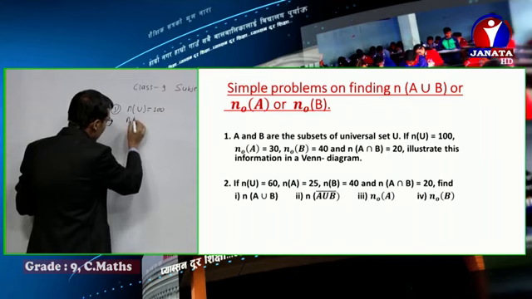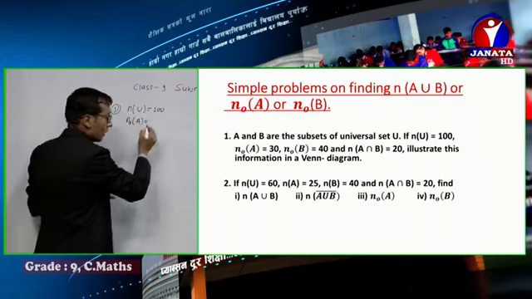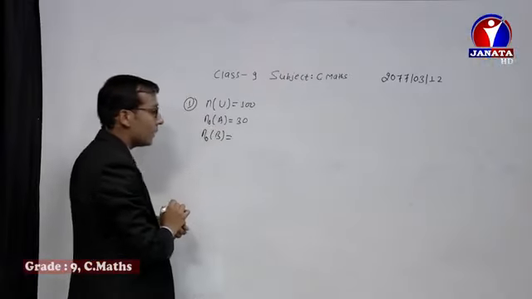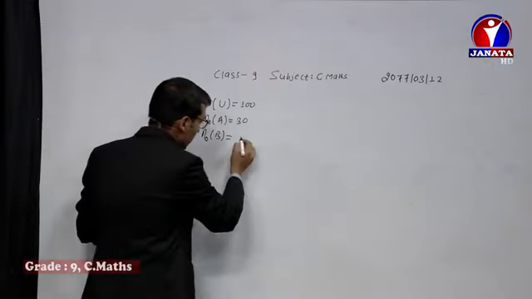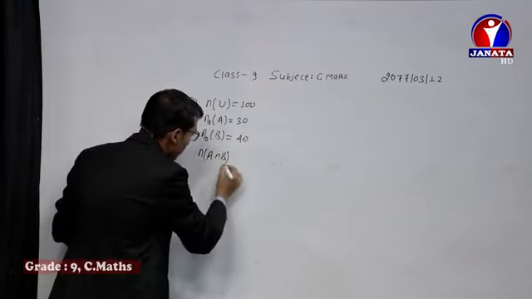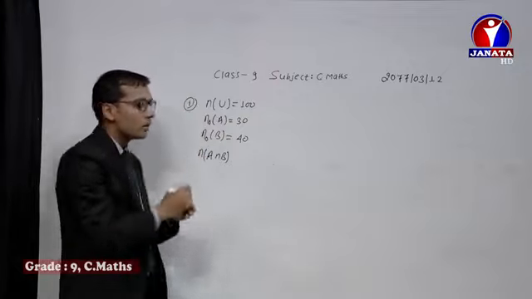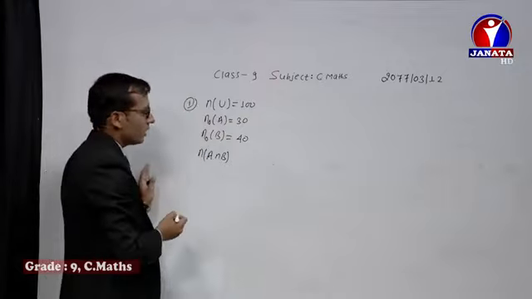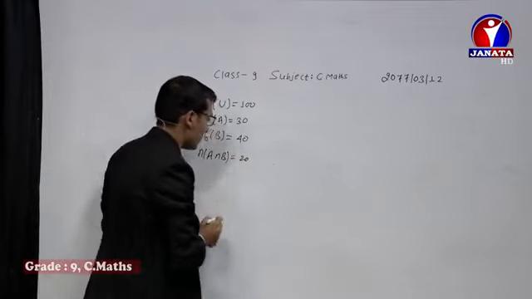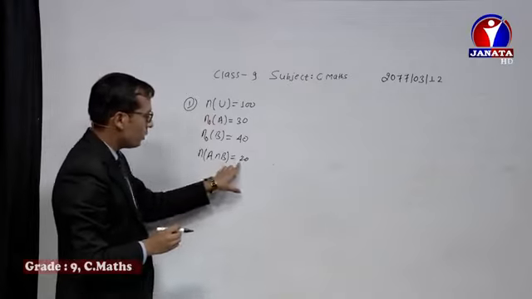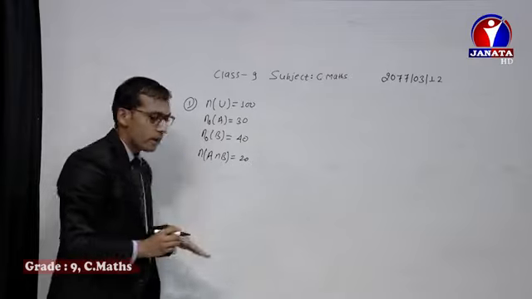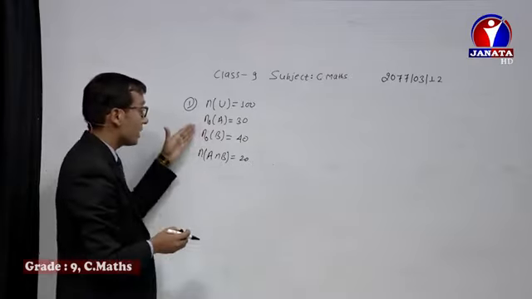N only A is given as 30. So what is n only B? N only B is 40, and we also have the information A intersection B. So we can take any example and draw the diagram with the help of this given information. It is 20. So the intersection of the two subsets is 20. Now we are representing all this information in the Venn diagram by inserting these cardinal numbers.